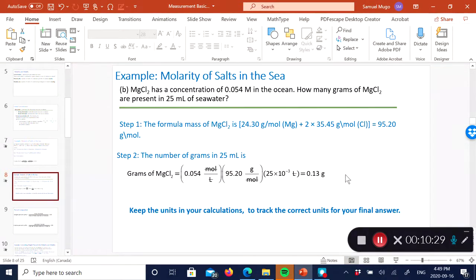And then you get the grams. And of course, you need to multiply by the volume in liters. So you take the molar concentration multiplied by the molar mass, then you multiply by the volume in liters, and you're going to get the answer in grams. It's very important to keep the units when you're doing the calculation so that they can cancel out, and that way you're able to track what the final units would be.